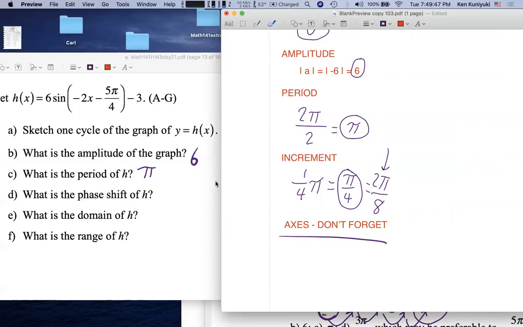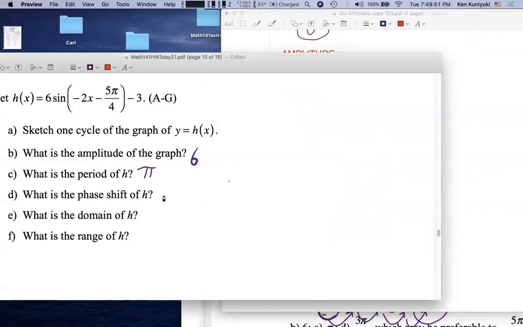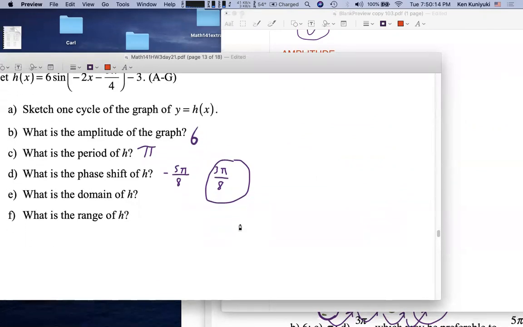Okay, the phase shift, different possible answers, right? For my calculations, I got negative 5 pi over 8, and I'll accept that. But I'll also accept 3 pi over 8, because most books would have preferred that since it's closer to 0. And it's legitimate because you can take this value and add the period. You can add or subtract the period any integer number of times.